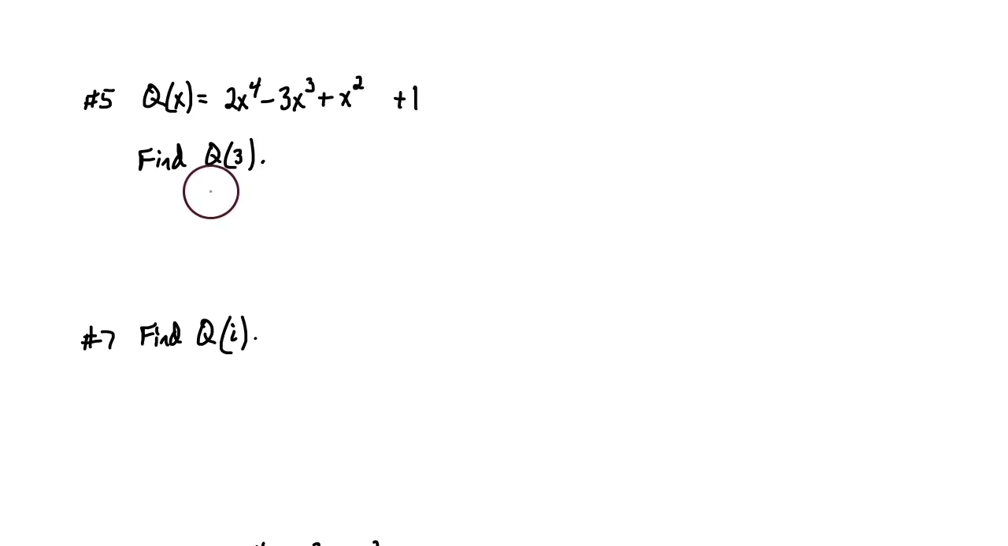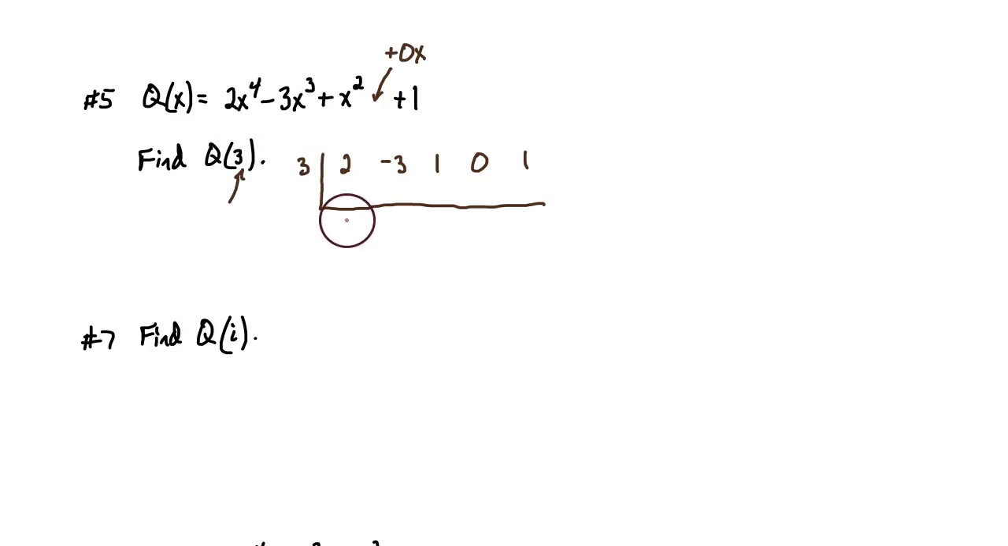Number 5, we want to evaluate q of 3, and here is polynomial q. Now it's got an x to the 4th, an x to the 3rd, an x squared, but no x term. It's almost like it has a plus 0x in that position. So when we list out the coefficients, we have to put in a 0. So there's a 2, a negative 3, a 1, a 0, and a 1. Then make the synthetic division bracket. And the number that we're going to substitute in is a 3.